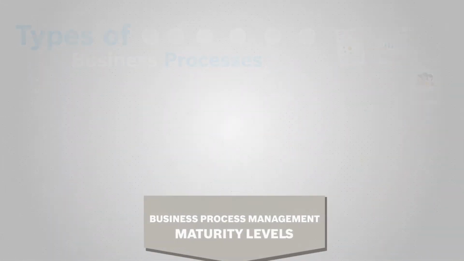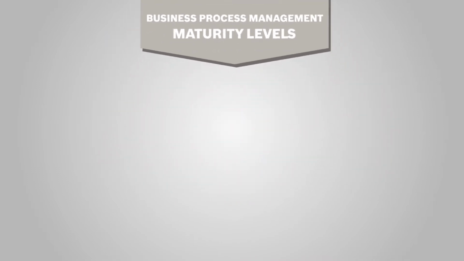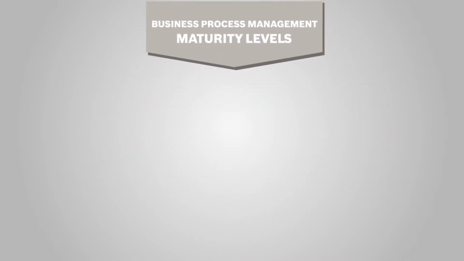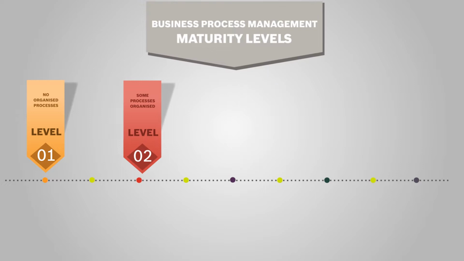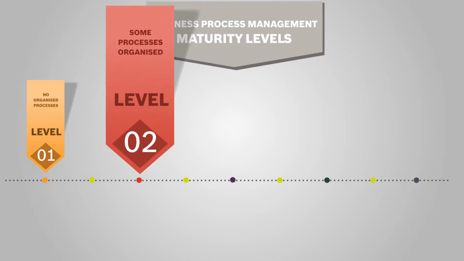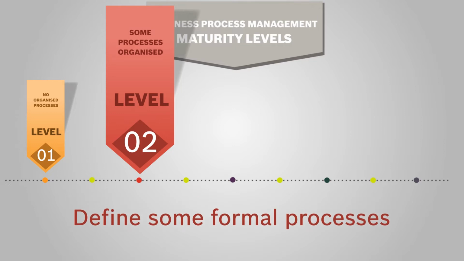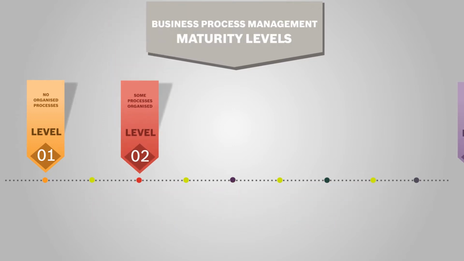Business process management maturity levels refer to the levels at which processes are managed within an institution. These levels are scaled from 1 to 5. At level 1, there are no organized processes. Level 2 indicates that some processes are organized. Therefore, institutions have begun to define some formal processes.